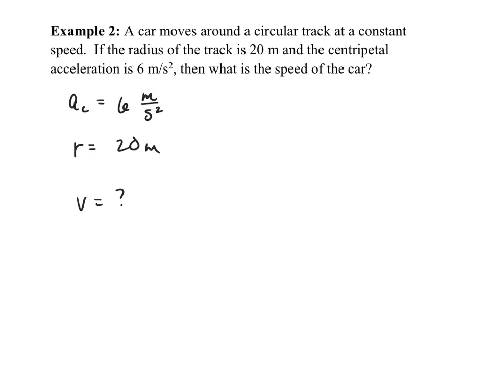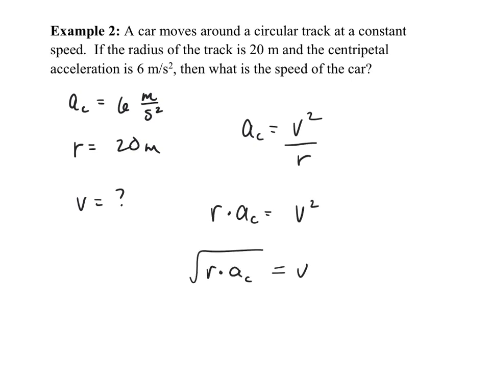So again, I said it's a plug and chug because you're literally just plugging in and going through the problem. So we've got a_c equals v squared over r. Solve this for v. a_c times r equals v squared. So v equals the square root of r times a_c. So a simple problem, but a problem that you might need to actually determine the answer to before you can move on to the next part, which will be forces.